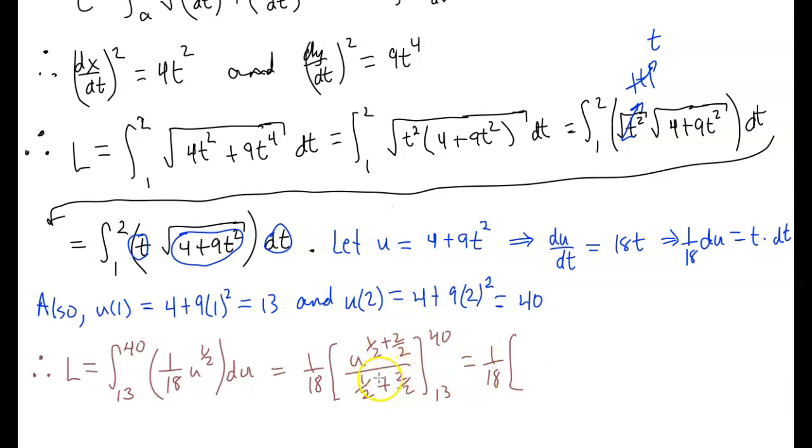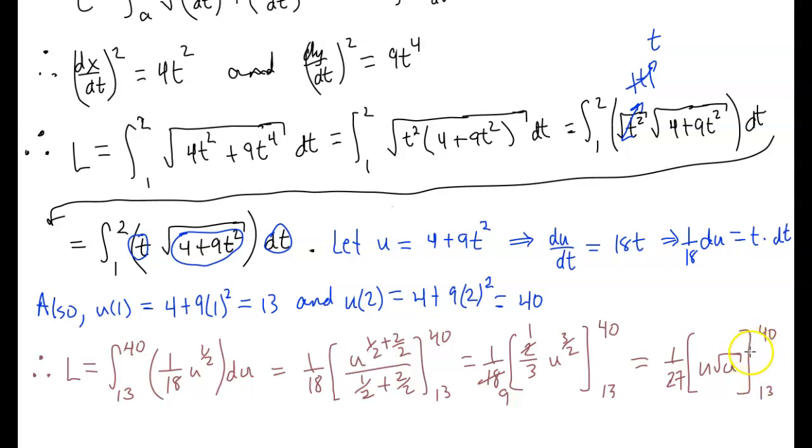And of course, this 1/2 plus 2/2 is going to be 3/2. But if we take the reciprocal of that, that's going to be 2 over 3. u raised to the 3 over 2 from 13 to 40. And 2 and 18, that'll reduce to 1/9. So we'll have 1/27. And then this u raised to the 3 over 2, we've already seen that before. That's just the same as u times square root of u. And we evaluate that from 13 to 40.